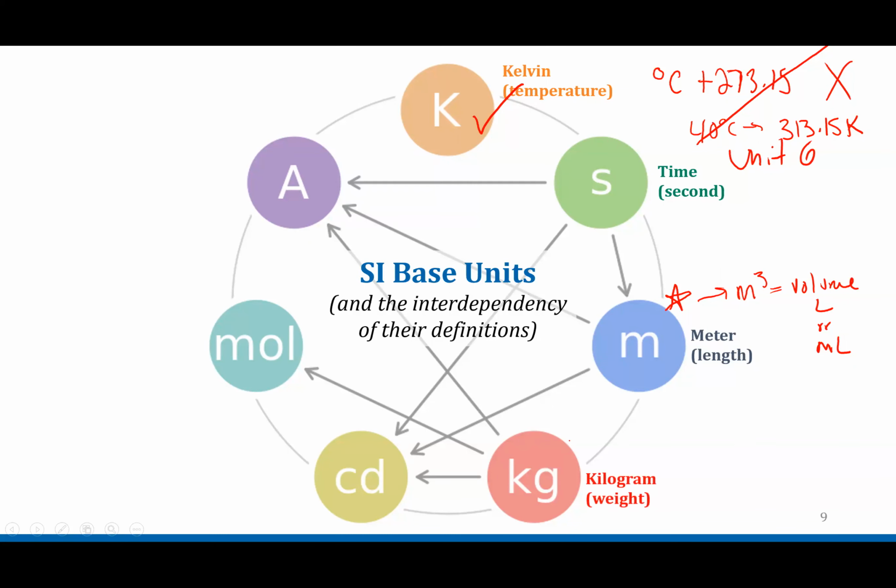Kilogram, this is a big one in chemistry. In chemistry, we typically use the gram, which is just a factor of the kilogram. It's 1,000. Well, you multiply by 1,000 to get grams. So that's a big one in chemistry.